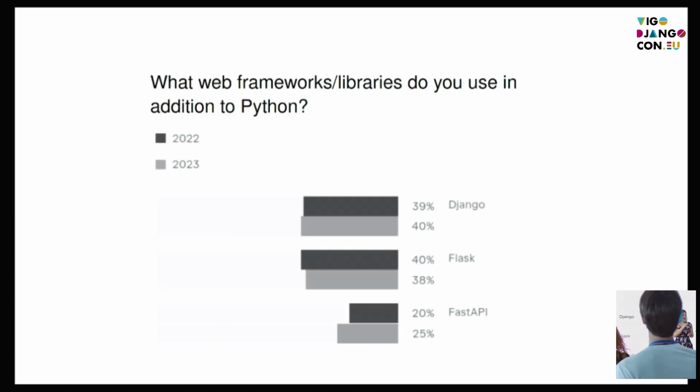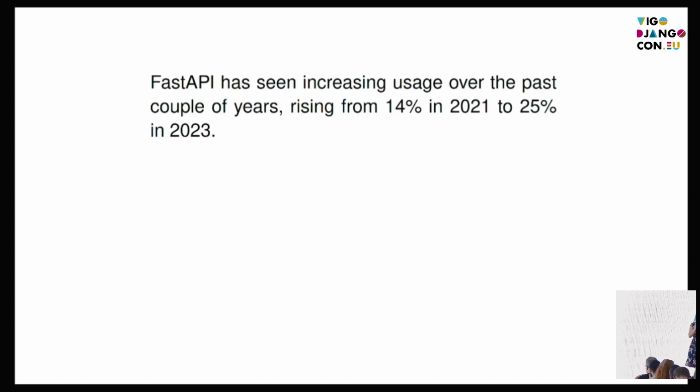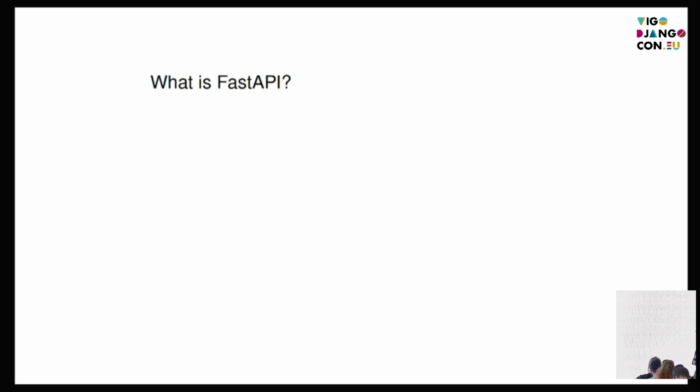If we have a look at the current state of the Python ecosystem, Django is the most popular framework. It leads the pack, used by 40% of respondents, followed closely by Flask at 38%, and FastAPI at 25%, data from 2023. However, the interesting fact about FastAPI is its huge growth and massive adoption, rising from 14% in 2021 to 25% in 2023. So, what is FastAPI? What is this new framework some people are talking about?